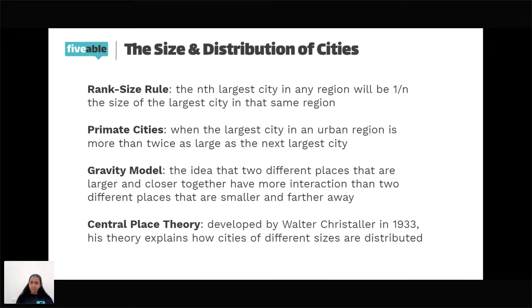So great question. Next, the central place theory, and it was developed by Walter Christaller in 1933, and this theory explains how cities of different sizes are distributed. And the central place theory is an extremely important idea from this unit because you'll see it a lot, whether it's in an FRQ or a multiple choice question on the AP exam, and I'll explain more about it on the next slide.